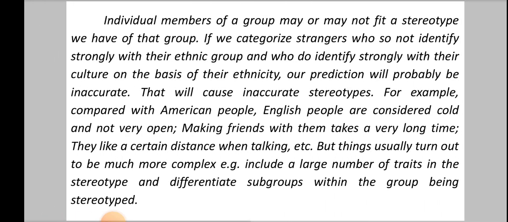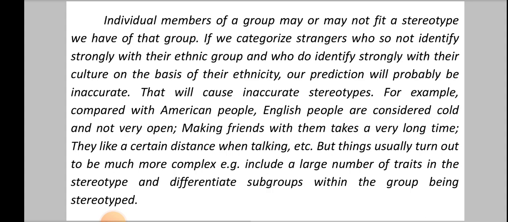Individual members of a group may or may not fit a stereotype we have of that group. If we categorize strangers who do not identify strongly with their ethnic group and who do identify strongly with their culture on the basis of their ethnicity, our prediction will probably be inaccurate. That will cause inaccurate stereotypes.